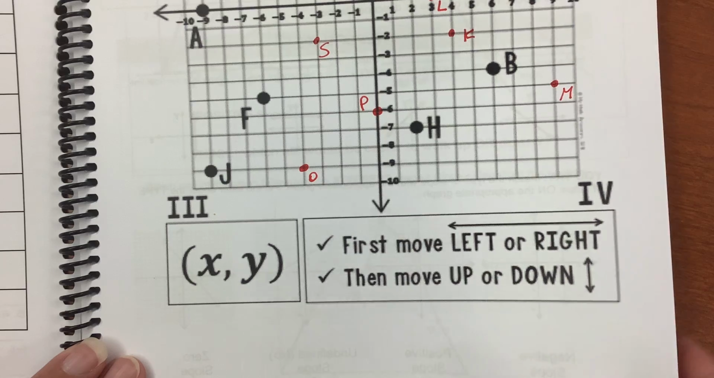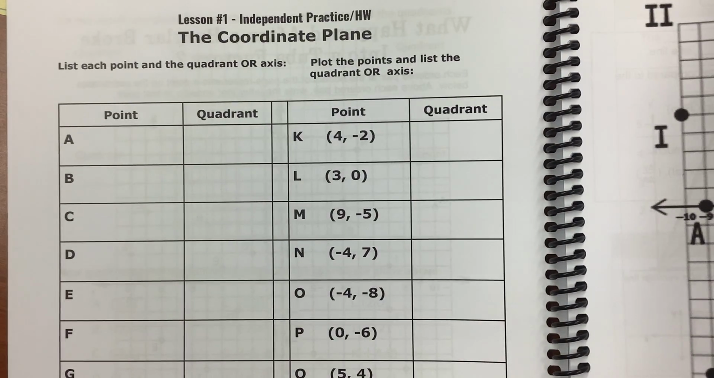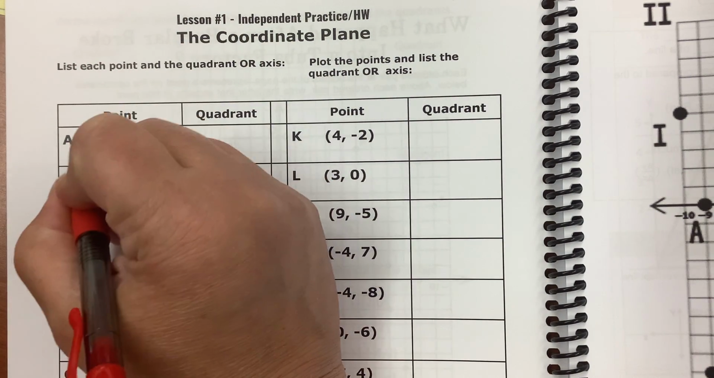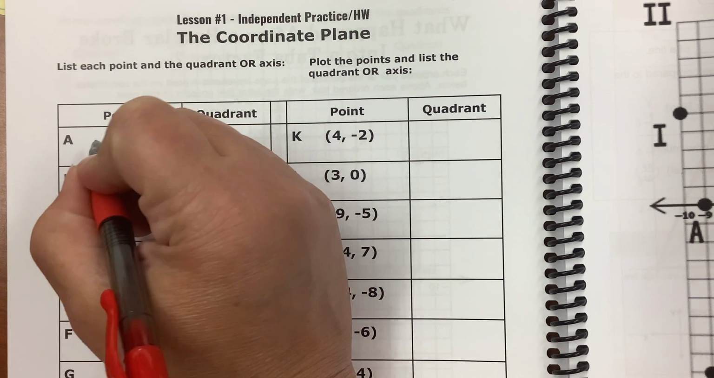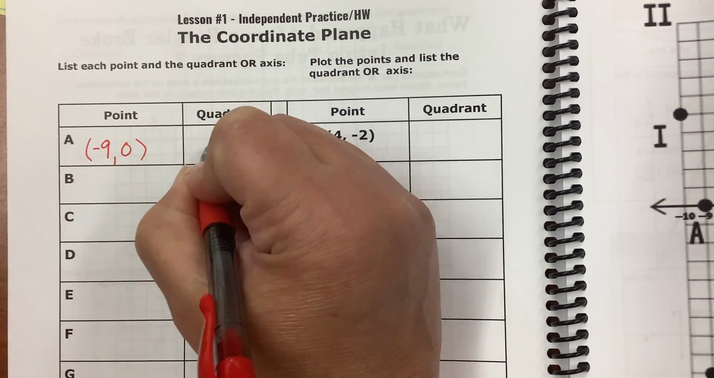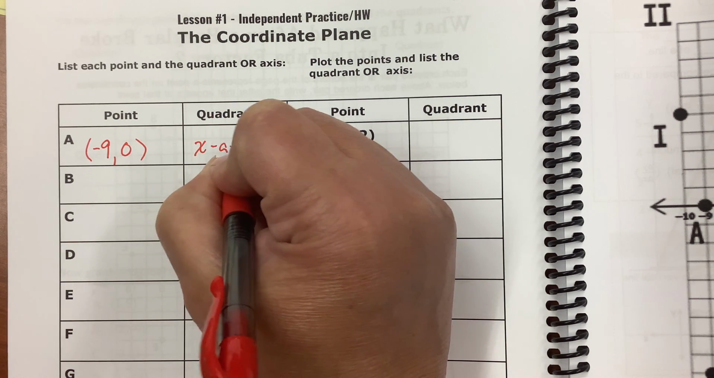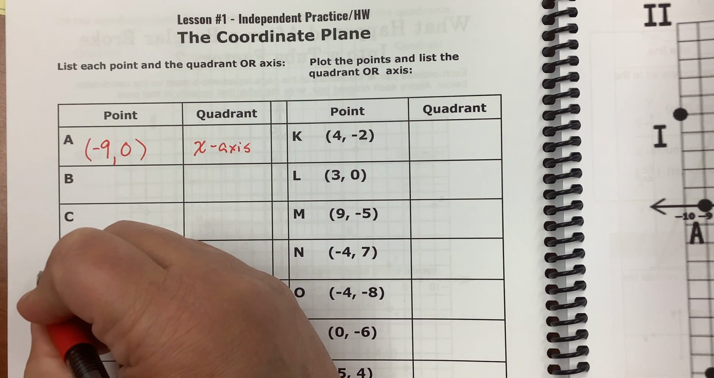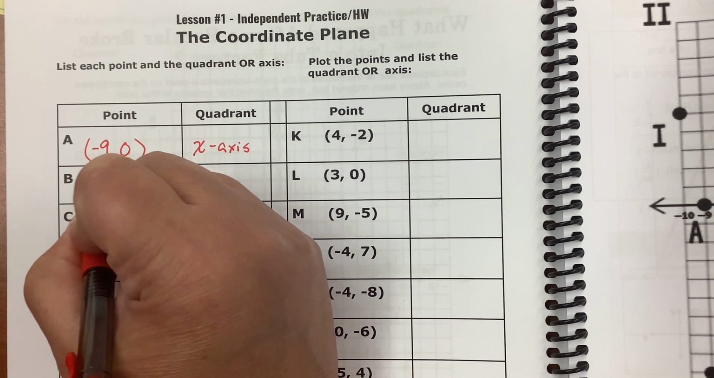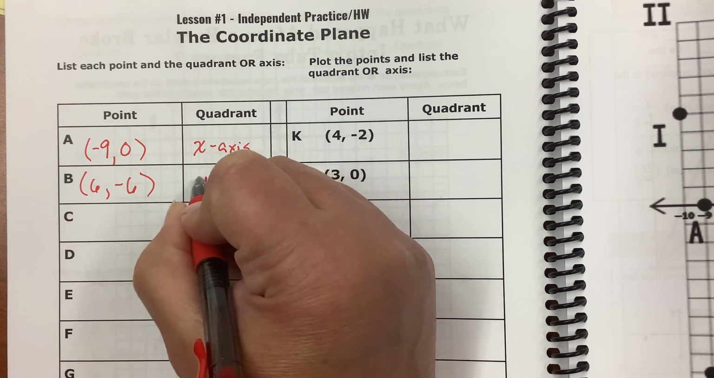I'm going to be looking at it, but I want you to see what I'm writing, so I'm back over here. So point A is at -9, 0. And that is on the x-axis. B is at +6, -6. And that is in the fourth quadrant.